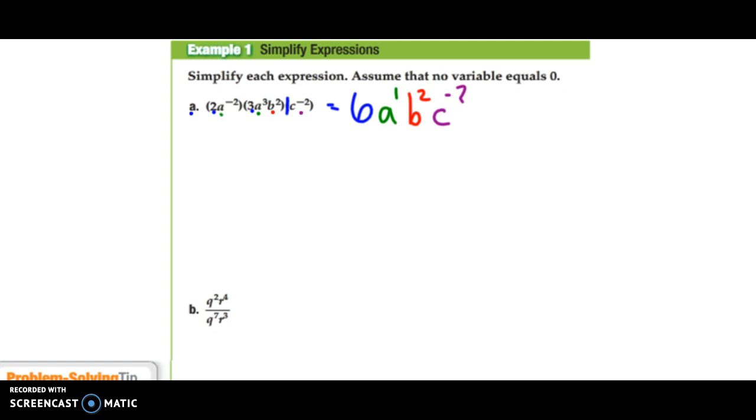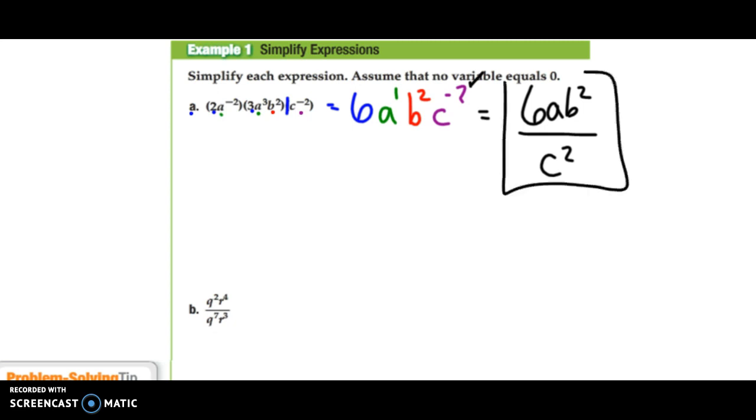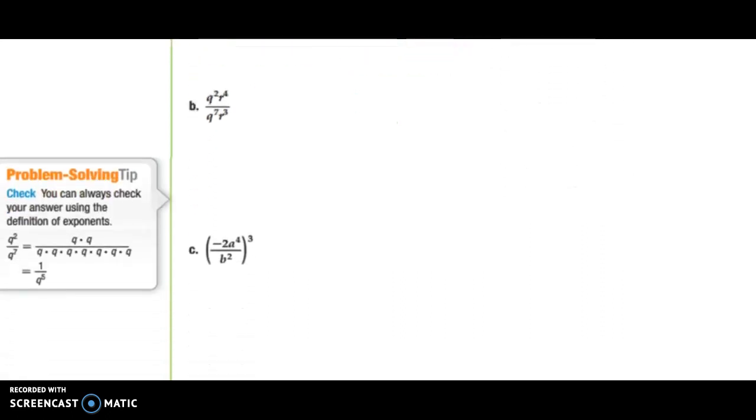Now I'm not done simplifying yet, because one of my rules when simplifying monomials was that I never have a negative exponent. Anytime you have a negative exponent, that goes to the bottom. So I'm going to rewrite this as 6a, not putting the 1 in, b to the 2nd, all over c to the 2nd. So there we are. This is in simplest form. I don't have any power to a power, I don't have any bases, a, b, c, whatever, showing up more than once, and I don't have any negative exponents.